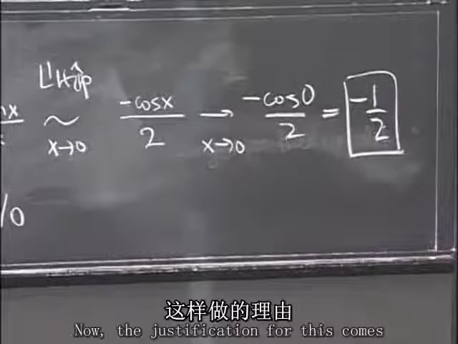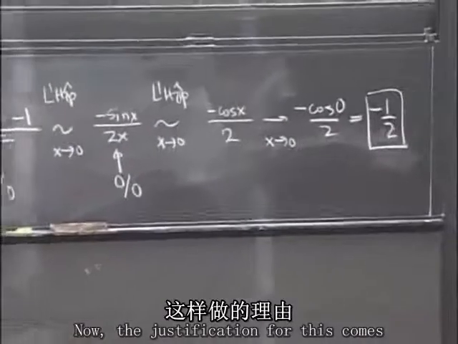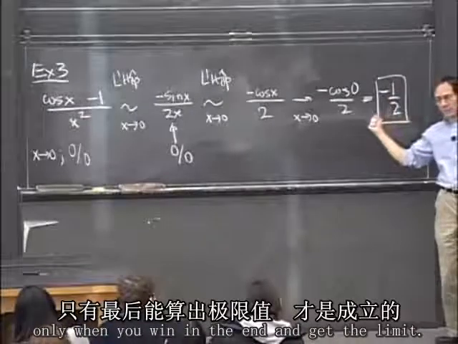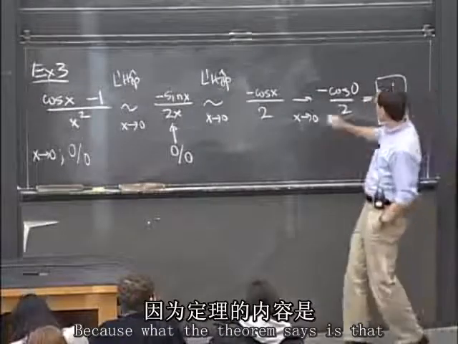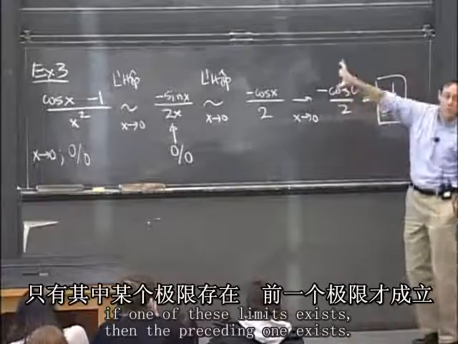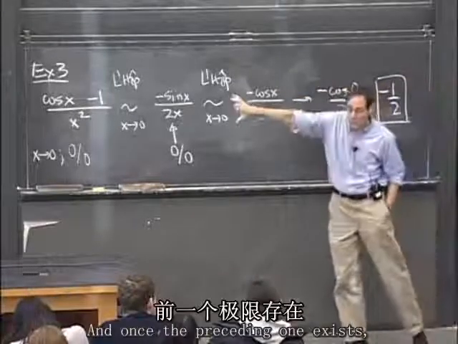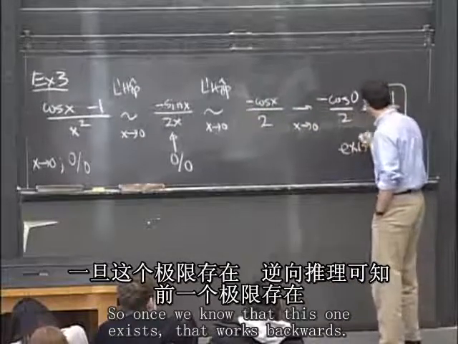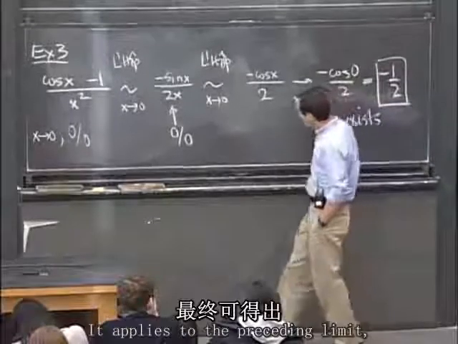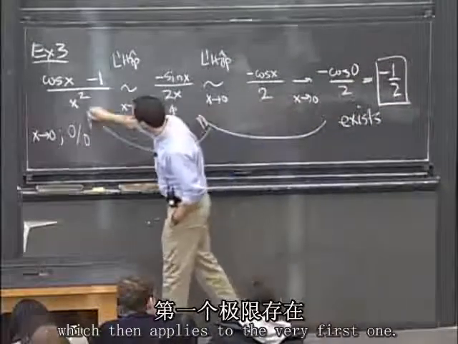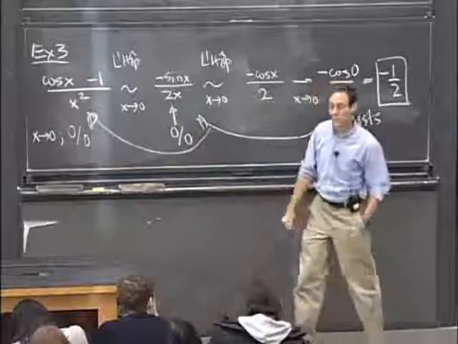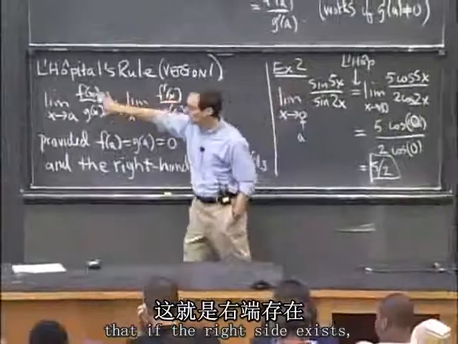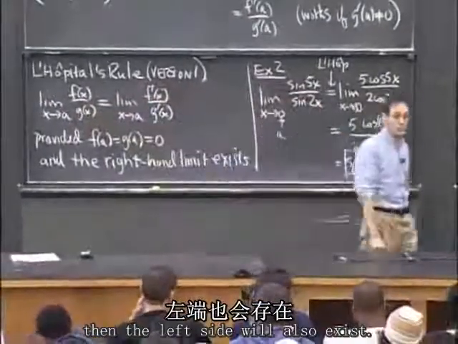Right? Now, the justification for this comes only when you win in the end and get the limit. Because what the theorem says is that if one of these limits exists, then the preceding one exists. And once the preceding one exists, then the one before it exists. So once we know that this one exists, that works backwards. It applies to the preceding limit, which then applies to the very first one. And the logical structure here is a little subtle, which is that if the right side exists, then the left side will also exist.